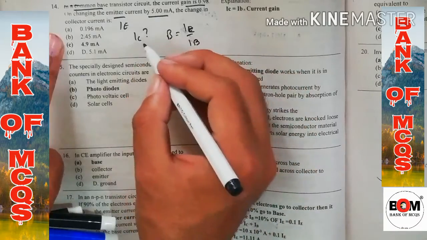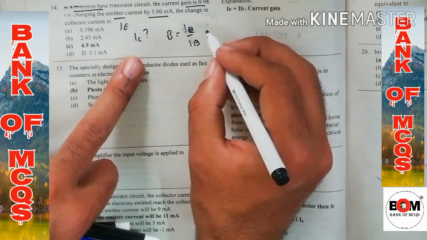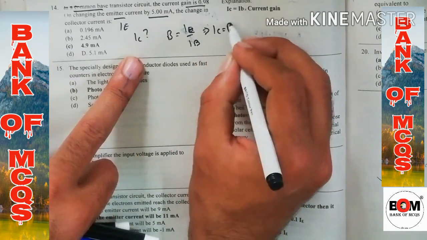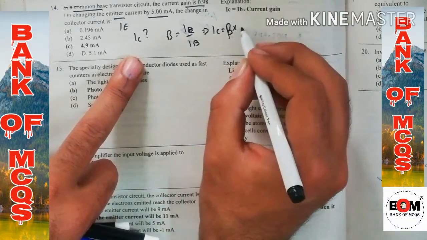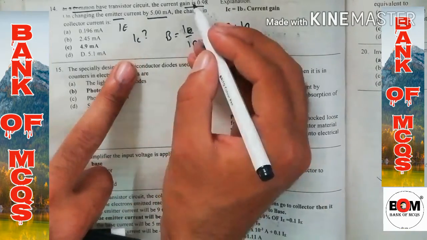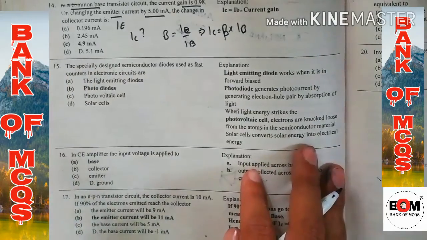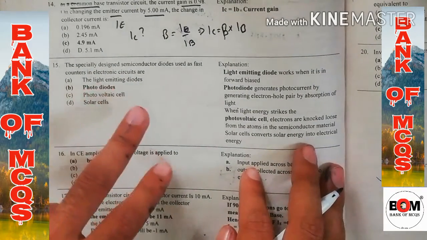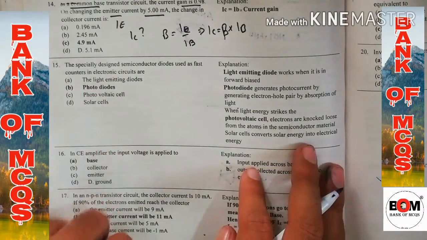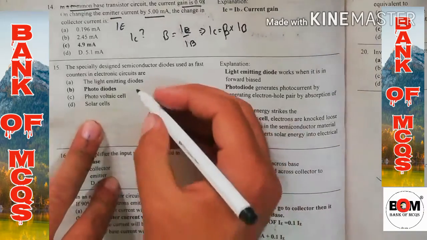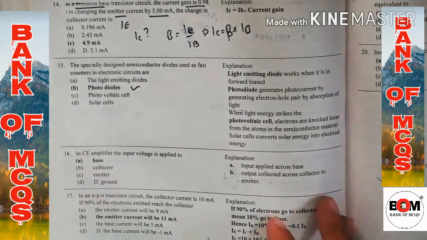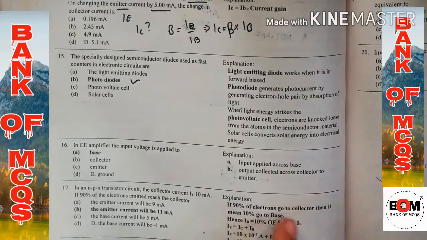So they have asked for IC, so IC is equal to beta factor multiplied by IB. So beta factor is given and IB is also given. A specially designed semiconductor diode used as a counter in electronic circuits is the photodiode. This is a point to be learned.